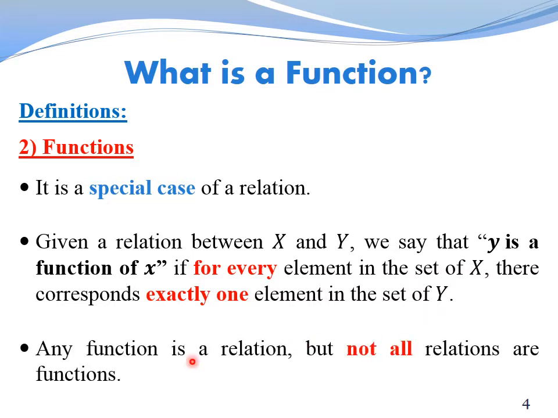That's why we say any function is a relation by definition. But not all relations are functions. Why? Because in relations we didn't specify this condition. We just have a set of input values, a set of output values, and a rule that takes me from the input to the output values. But especially with functions, there is a rule which says for every element in the set of x, there corresponds exactly one element in the set of y, which means that each input corresponds to only one output value. If this is satisfied, then your relation is a function. If this is not satisfied, then your relation is not a function, it's only a relation.